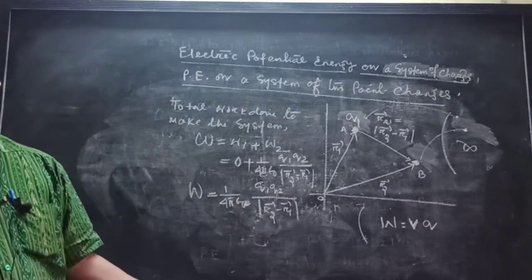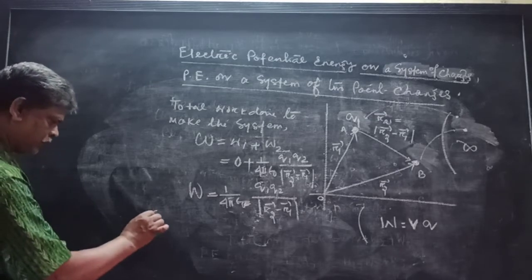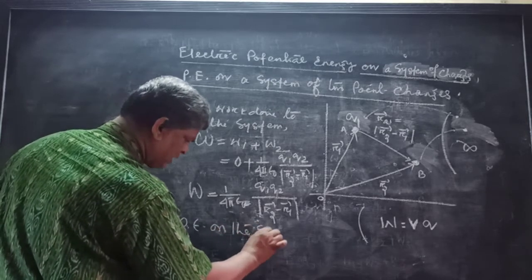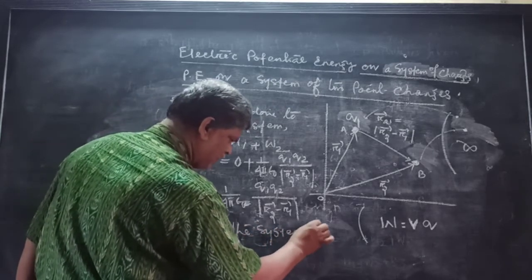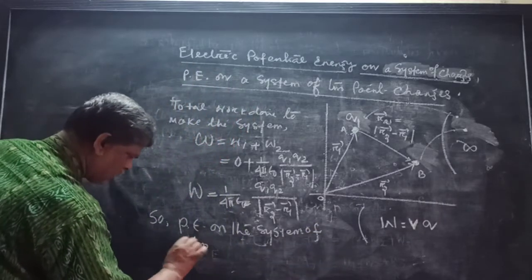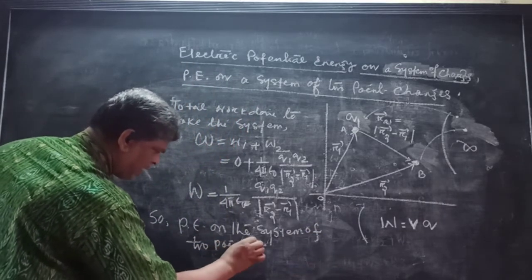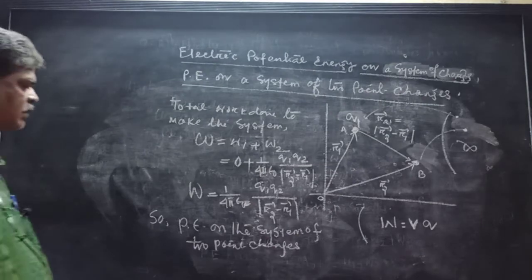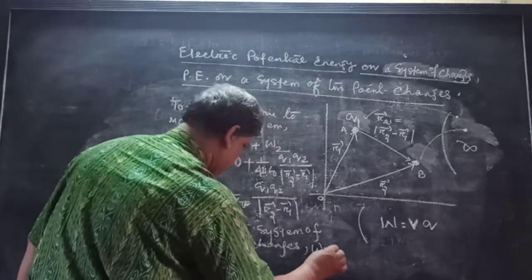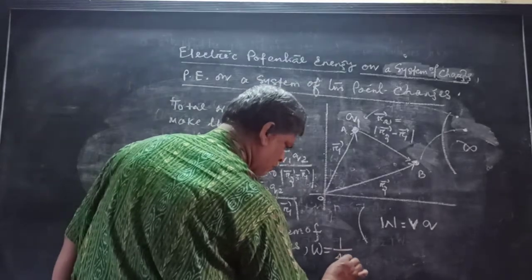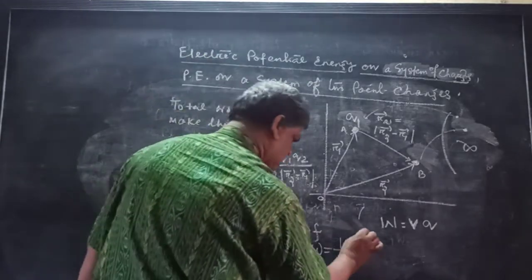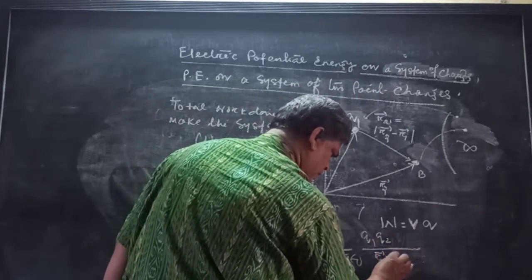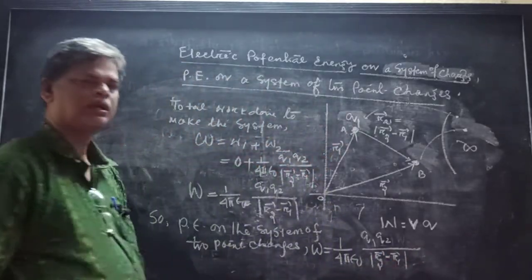The total work done to make the system is the potential energy of the system. So the potential energy of the system of two point charges is W equal to 1 by 4 pi epsilon 0 Q1 Q2 divided by the magnitude of R2 vector minus R1 vector.